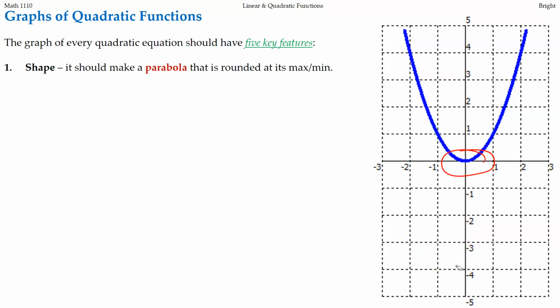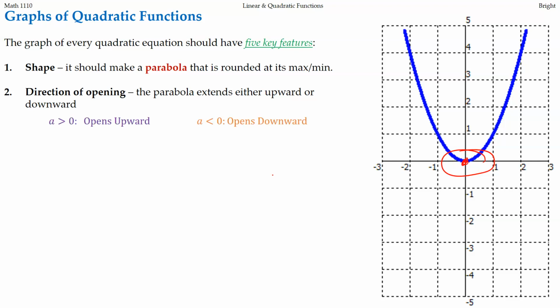Speaking of opening, that's the second thing. A parabola should either extend upward or downward from this minimum or maximum value. How we know is from the algebra. We remember that f of x is equal to ax squared plus bx plus c. There's a variety of forms, but all of them have an a, and that a is going to indicate whether it opens up or down. If it's positive, it's going to open upward. If it's negative, it's going to open downward. So that's 2 things down, 3 to go.